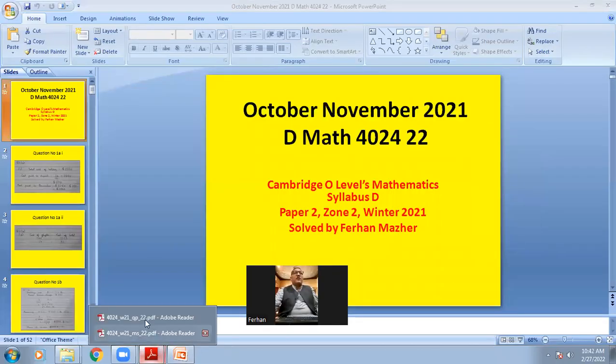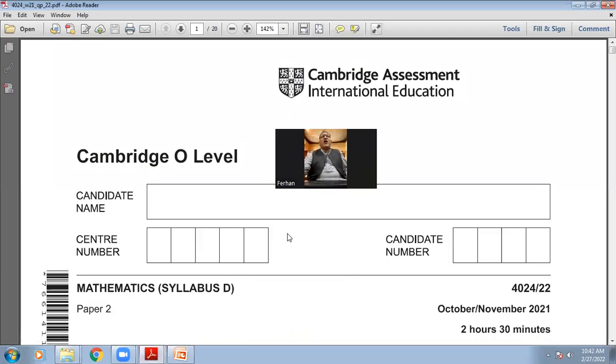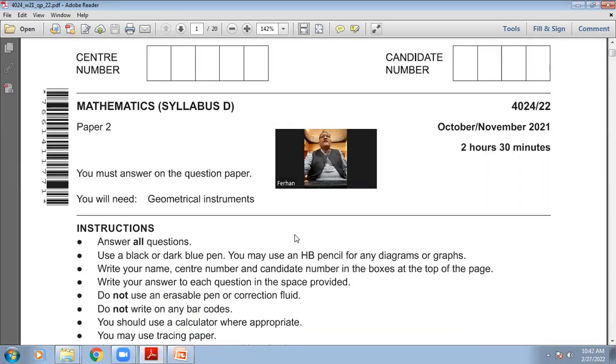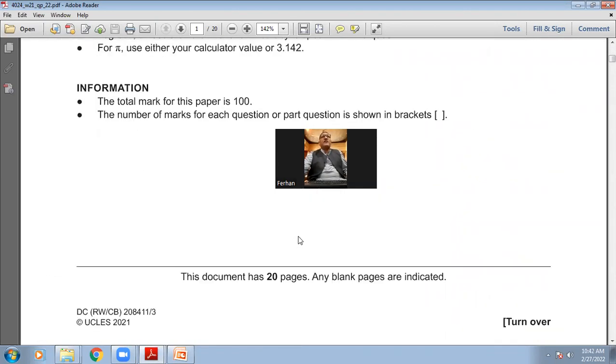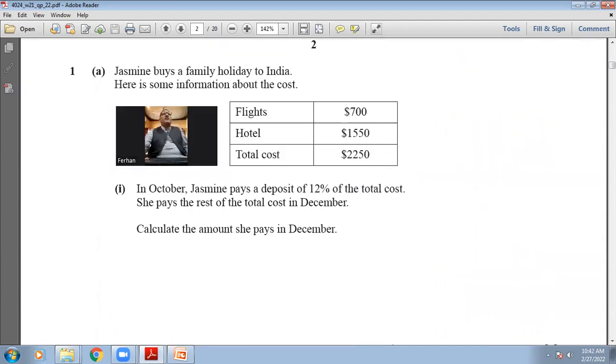Okay, so here we go. The question paper is coming up on your screen. October/November 2021, Paper 2. Paper 2, 2 hours and 30 minutes is allowed for this paper. The scientific calculator is also allowed in this paper.